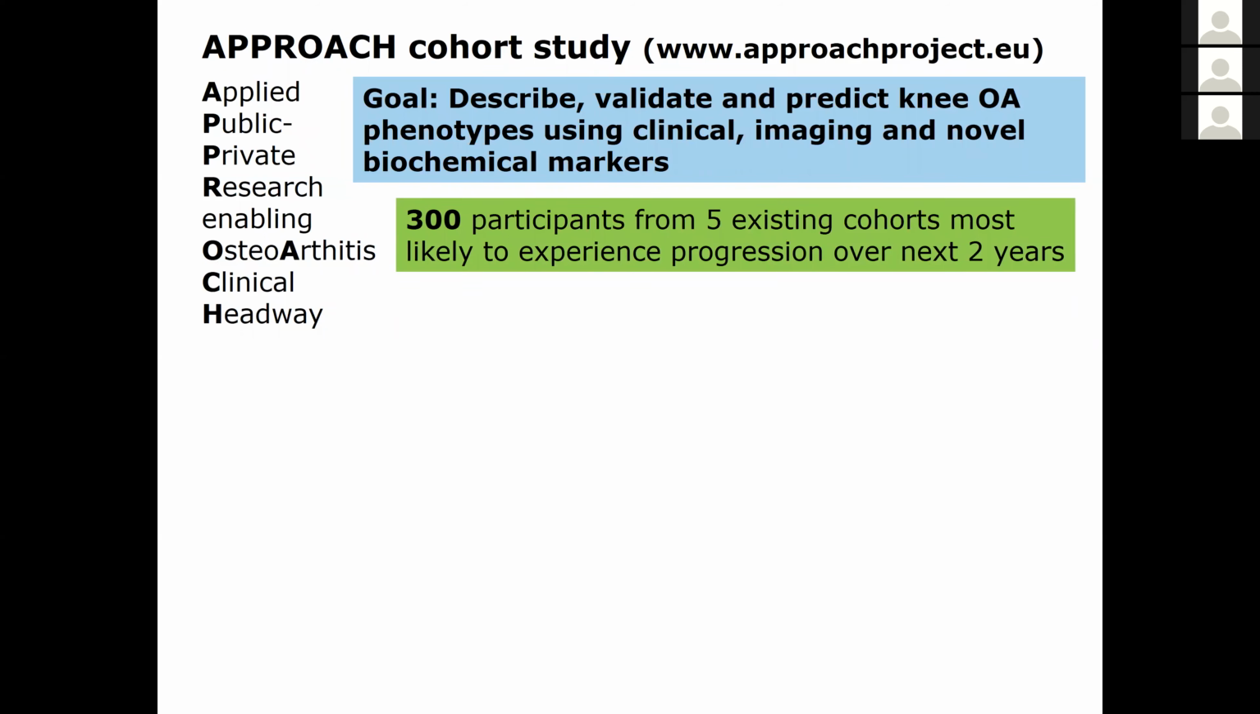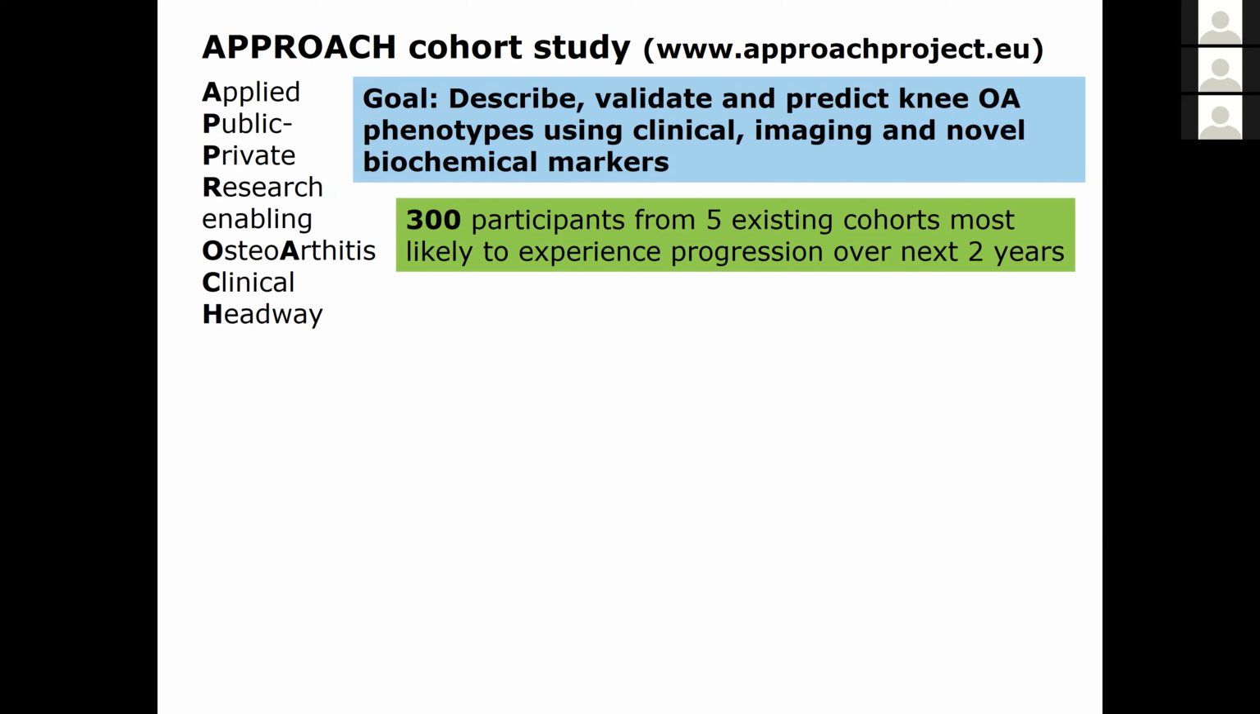This is several different universities in the EU combined with several different companies that are putting money into this. Nordic Biosciences in terms of biomarkers, and GSK and Merck and a couple of other companies, because this is a very expensive study. And their goal is to describe, validate, and predict OA phenotypes using clinical imaging and novel biochemical markers.